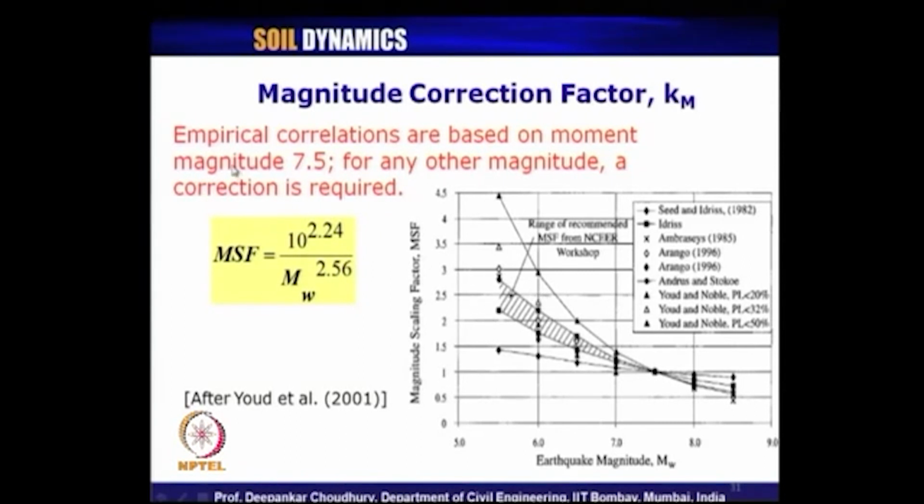So, what is proposed? This is the range of recommended MSF from that NCEER workshop, which has finally been proposed in terms of this equation as given in this paper by Youd et al 2001. That is, MSF or Km can be calculated as 10 to the power 2.24 divided by MW to the power 2.56, whatever be your MW, that particular earthquake magnitude. That will give you the value of magnitude correction factor Km.